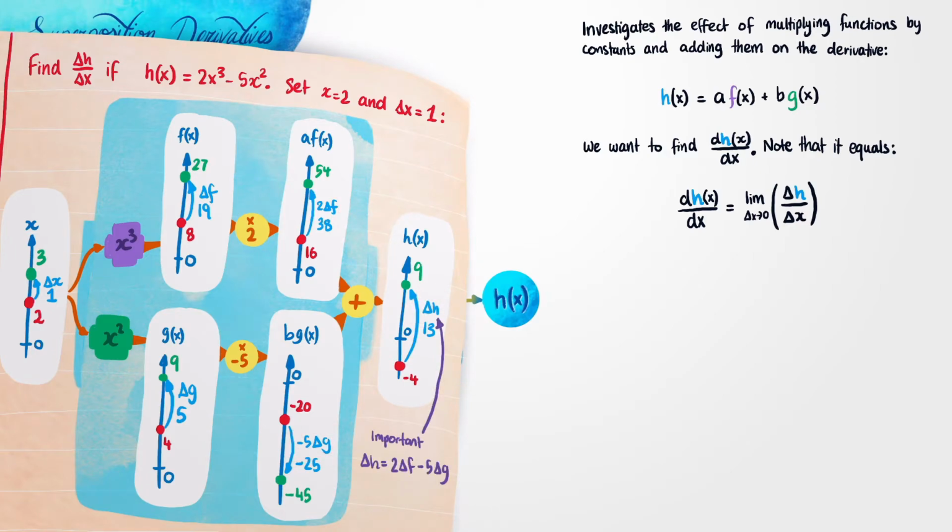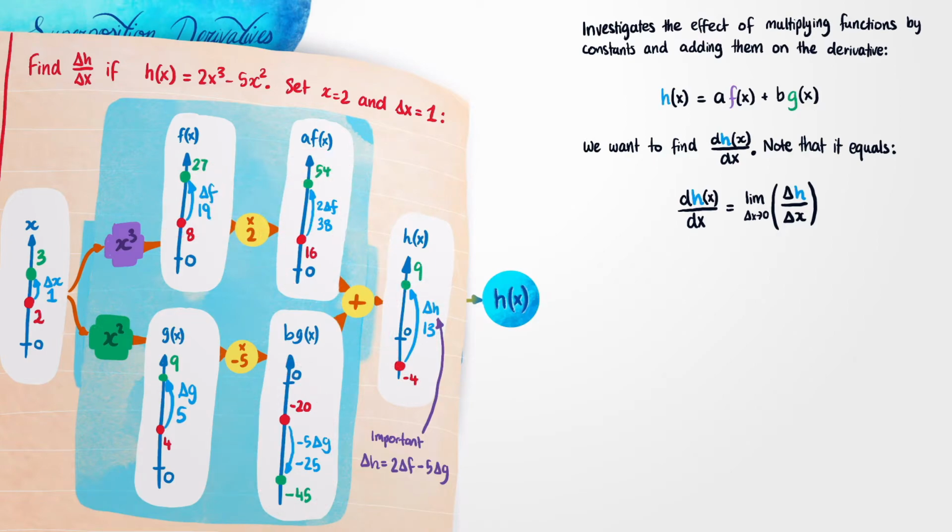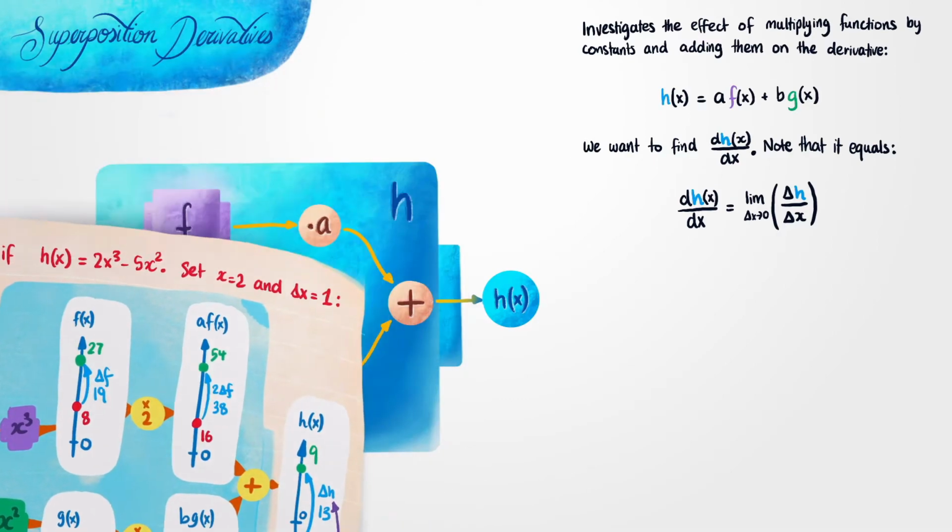Now I want you to notice how similar that is to the original function. h is just the same thing as 2 times f minus 5 times g. Now from this example, I want you to have two main takeaways. We can multiply gaps by constants to increase their size, and it's also possible to add gaps together to make new gaps as well. So now we just want to apply this to the general case too.